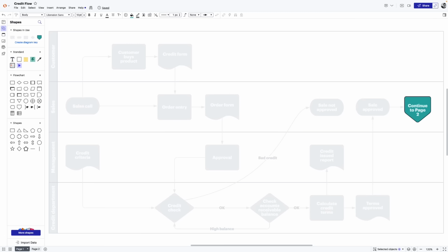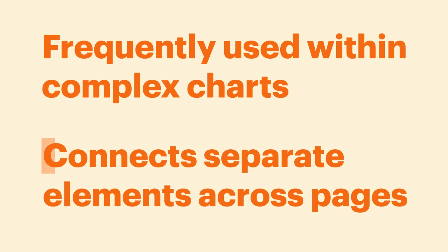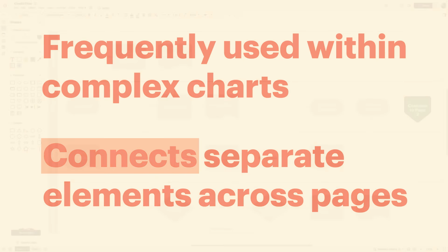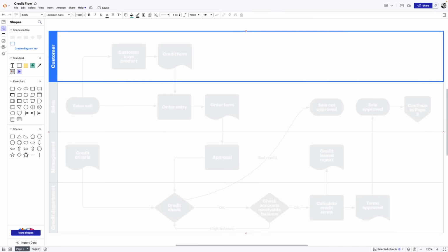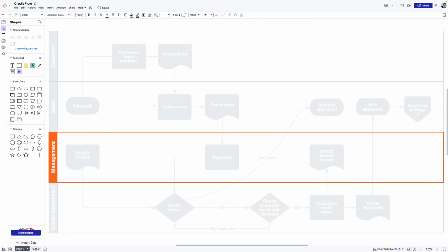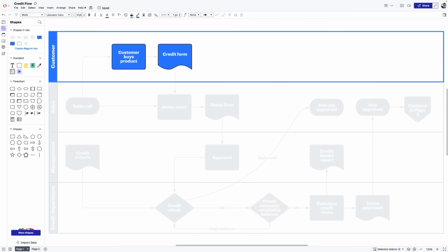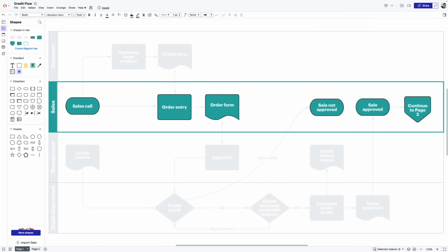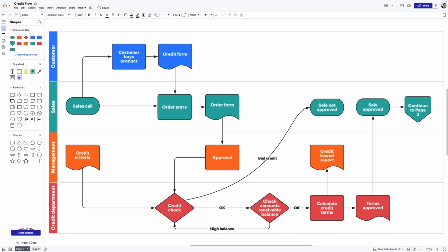This is called the off-page connector / link shape. It is frequently used within complex charts and connects separate elements across multiple pages for easy reference. And finally, we have swim lanes. Using the metaphor of lanes in a pool, a swim lane provides clarity and accountability by placing process steps within horizontal or vertical swim lanes of a particular employee group or department.